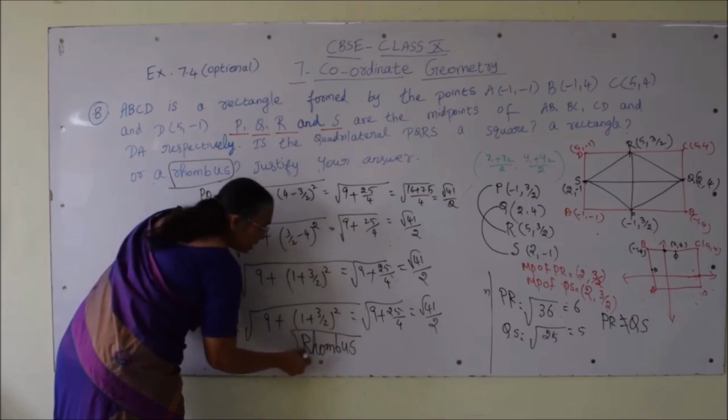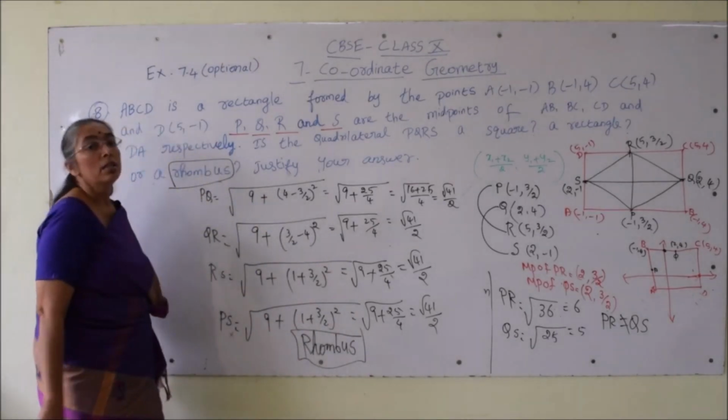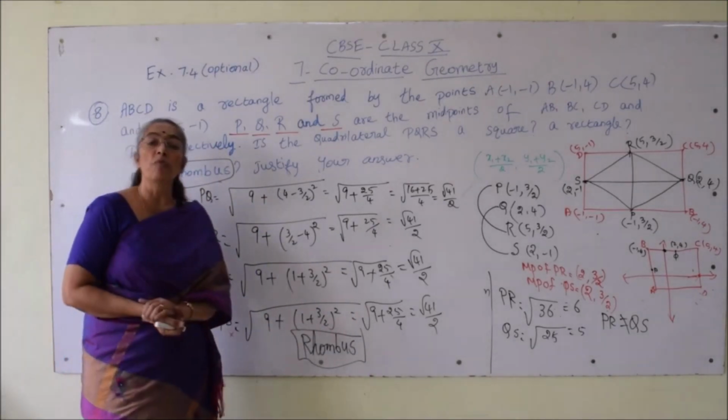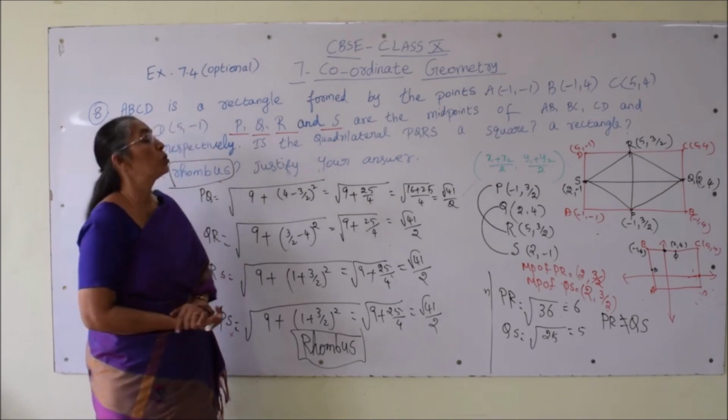Because the diagonals are not equal in length, it is not a rectangle. Obviously, it can't be a square either. So it is a rhombus.